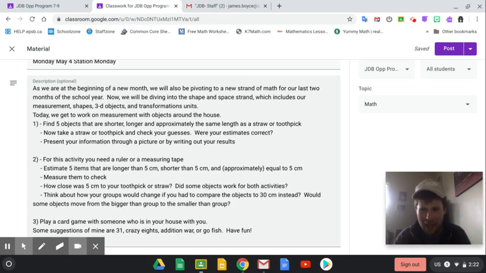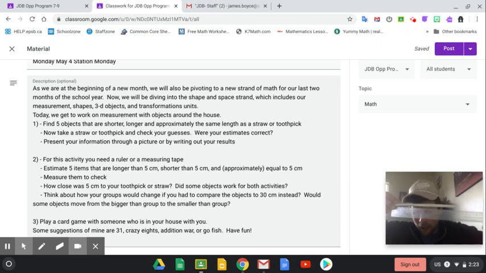Anyhow, same activity as before. I want you to find 5 things that are bigger than 5 centimeters, 5 that are smaller, and 5 that are approximately equal to 5 centimeters. Then you're going to check them. Then you're going to determine how close your 5 centimeters was to the object you used before. So in my case, my straw is way longer than 5 centimeters. In fact, it's almost 20 centimeters. It's almost 4 times longer.